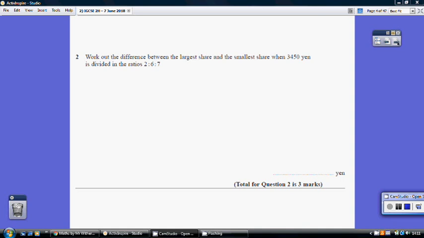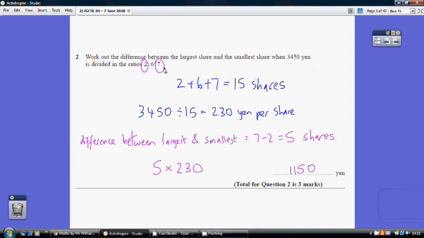Question 2. So work out the difference between the largest share and the smallest share when 3450 yen is divided in the ratio 2 to 6 to 7. So how many shares have we got in total? Well, 2 add 6 add 7 is 15 shares.